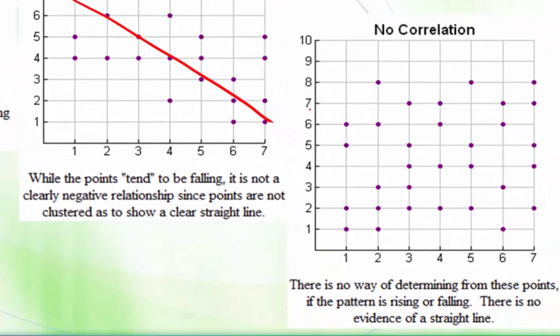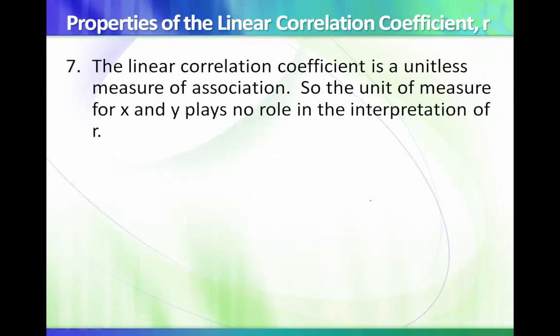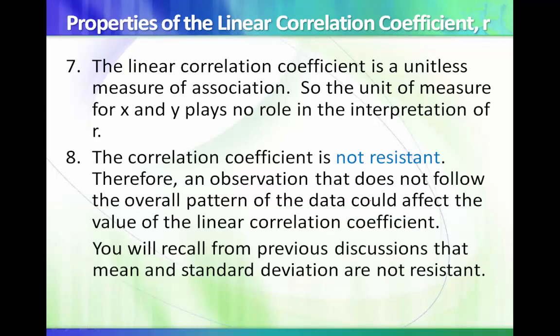And the last graph on the bottom right shows no correlation. There's no way of determining from these points if the pattern is rising or falling. There's no evidence of a straight line in there anywhere. The linear correlation coefficient is a unitless measure of association, so the unit of measure for x and y plays no role at all in interpreting the value of R.